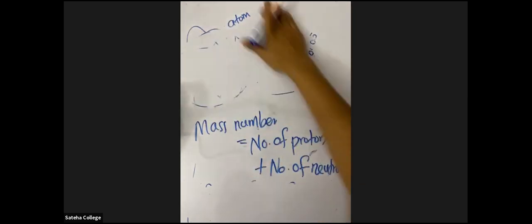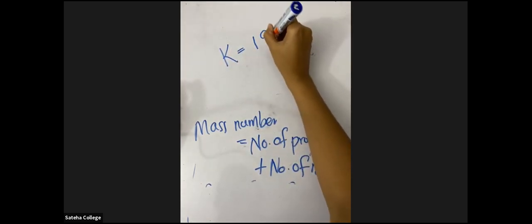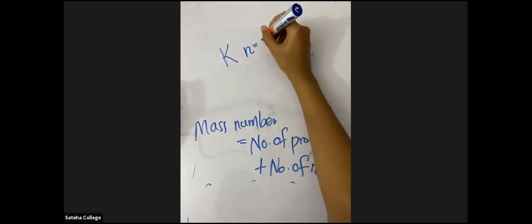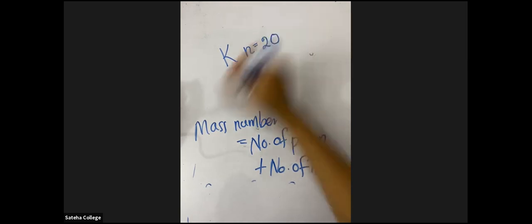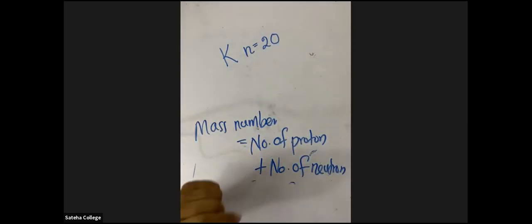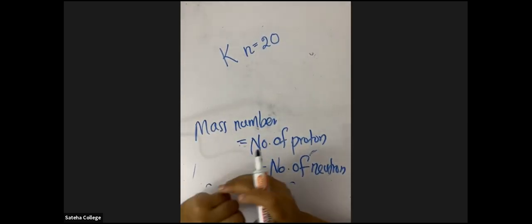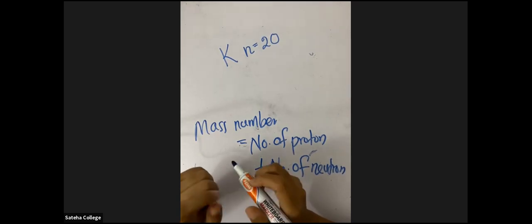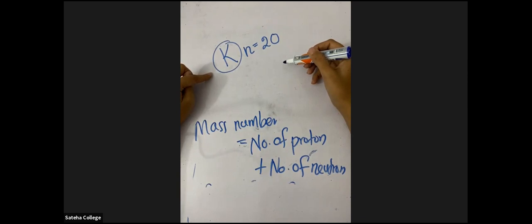Right. I'll ask you one question. Now they have given you potassium. Atomic number of potassium is 19. Neutron number of potassium is 20. What is the atomic number of potassium? Look at the chart and let me know. Potassium, K. Now you drew a chart, right? Look at that chart and let me know. What is the atomic number of potassium? K.